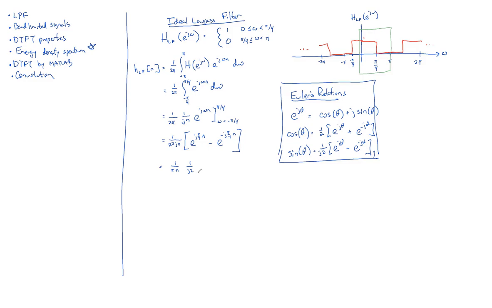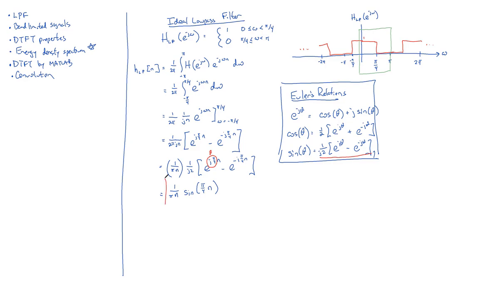So that looks pretty good. Of e to the j pi over 4n minus e to the minus j pi over 4n. And I pulled out that 1 over pi n just to make it look exactly like the rest of it. And now we can just observe that this is our theta. And so we can convert that into 1 over pi n times sine of pi over 4 times n.